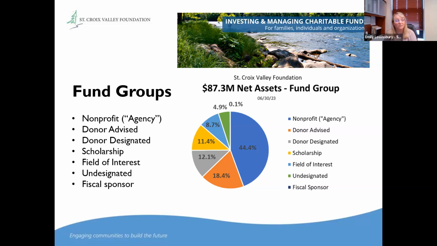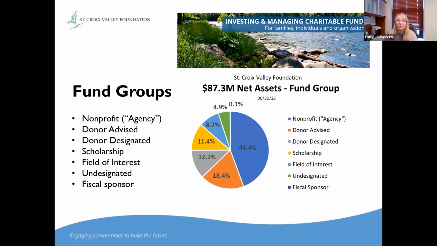Donor designated are our next category. That's about 12% of our total assets. These are similar to donor advised funds, but they make annual giving really easy in that they automatically provide grants to a nonprofit organization that's chosen by the donor at the time the fund is established until they decide differently. So donor designated funds really appeal to donors who already know which charities they want to grant and support each year.